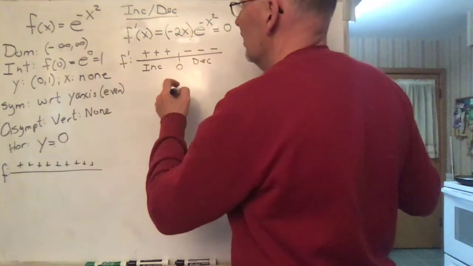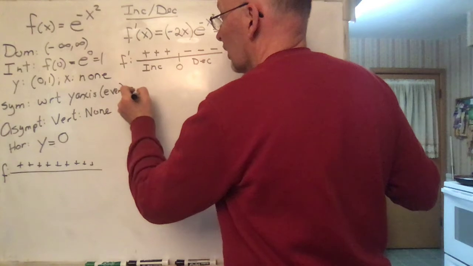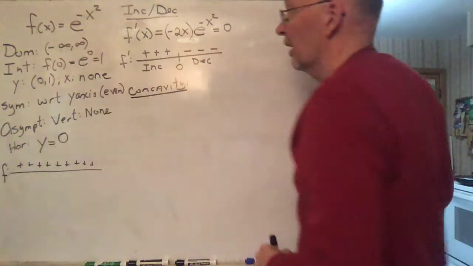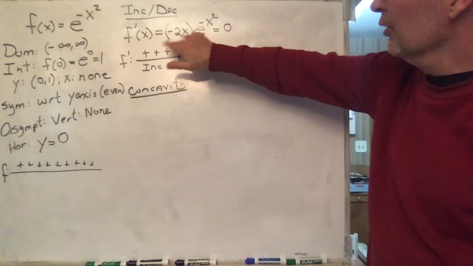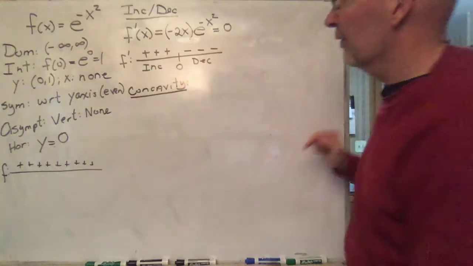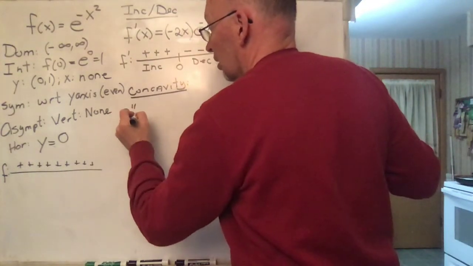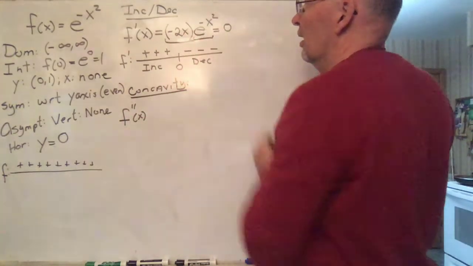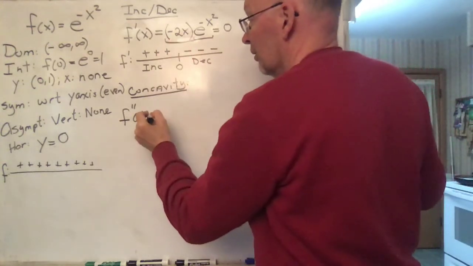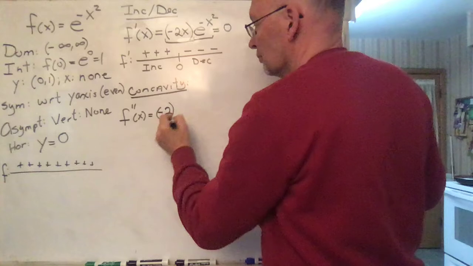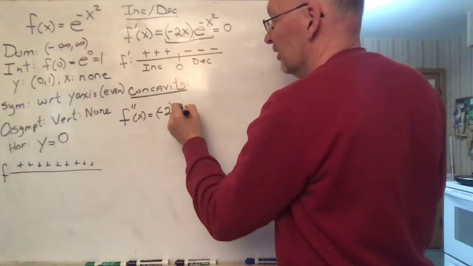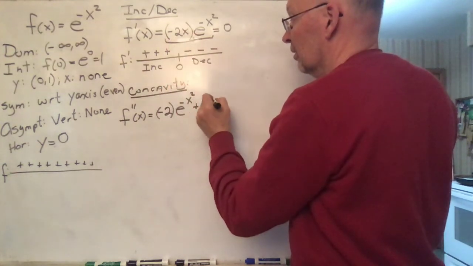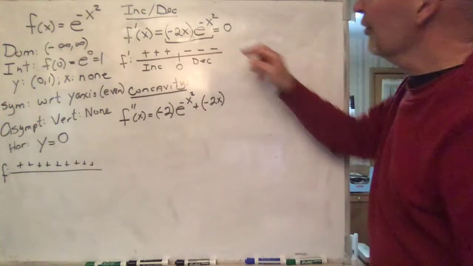Now the last thing is to find where it's concave up and down. So let's go concavity. For the concavity we need the second derivative. So the second derivative, here we go. Recall we have to use the product rule here. So the derivative of the first thing, which is negative 2, times the second thing, just the way it sits, plus the first thing, just the way it sits, times the derivative of the second thing.